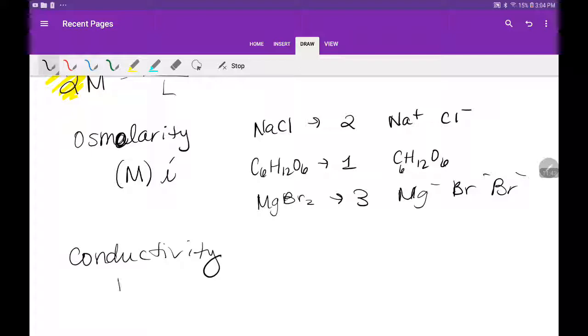And then finally, you're going to relate osmolarity to conductivity. And you expect, as the osmolarity increases, the number of osmoles per liter increases, we expect that to be more conductivity because there's more things to carry the electricity.